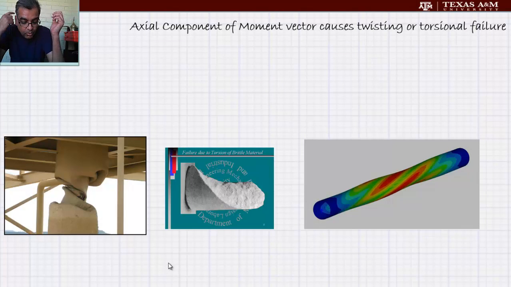Don't ask how that thing got twisted so badly, but it is twisted. That's what happens if you apply twisting to a brittle material, and you can see the red regions are the ones that are likely to fail. That's a twisted bar. This is the component of the moment parallel to the axis. That's called twisting.